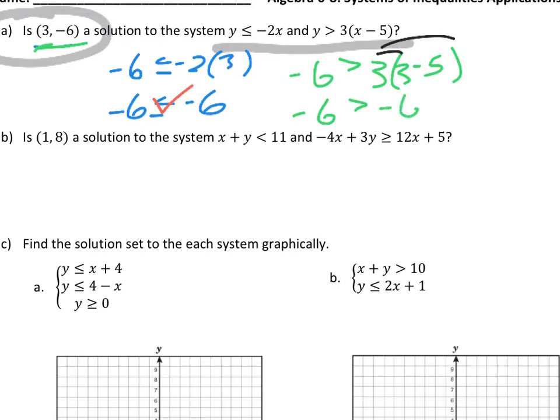And then here's our question. Is that a true statement, a true sentence? -6 is greater than -6. No, -6 is exactly the same. This is not true, therefore this is not a solution.